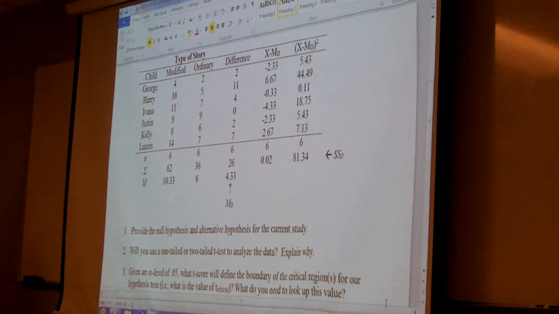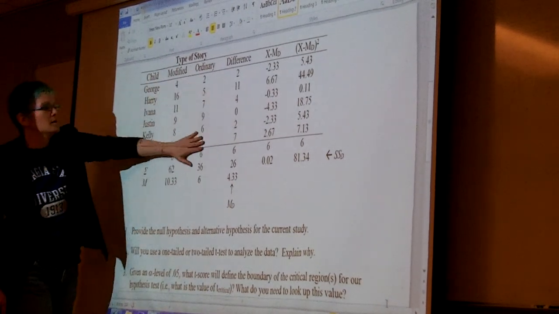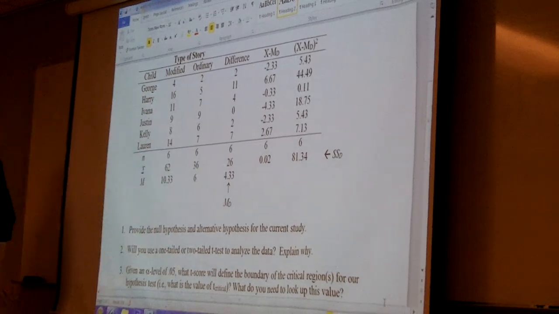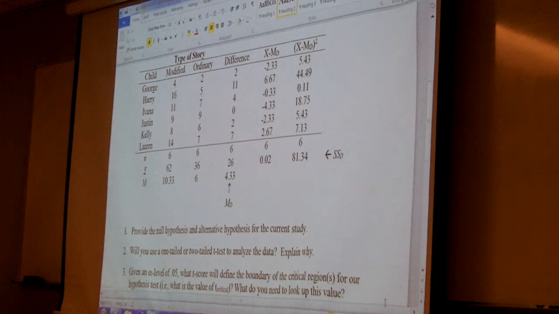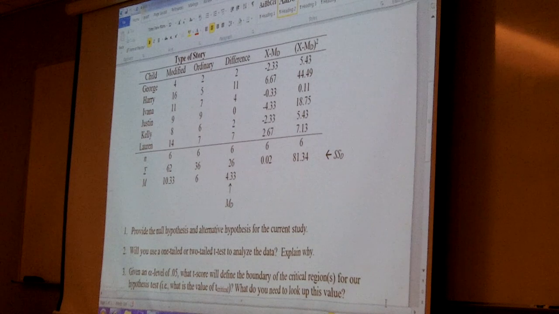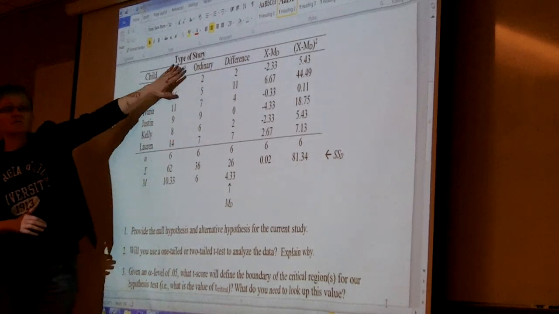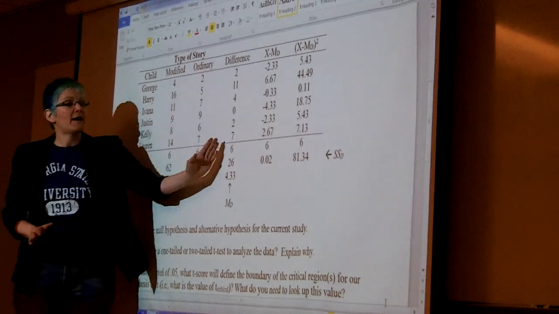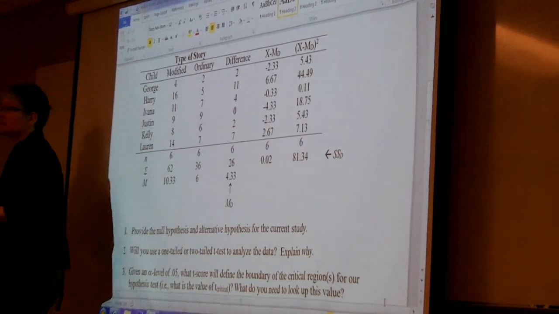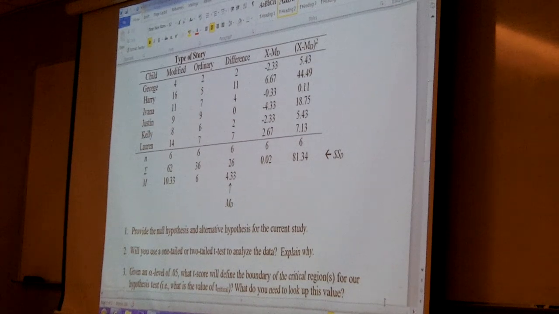Okay. Now, at this point, we literally can just ignore these scores. We don't care about them anymore. Related groups t-test is done on the difference scores. So we don't care about that raw data anymore. All we care about is the difference for each subject. So I'm going to ignore these scores from this point forward. I don't care anything about them. I'm going to go ahead now and calculate the same kinds of things that we did for the independent samples for this new sample of difference scores.